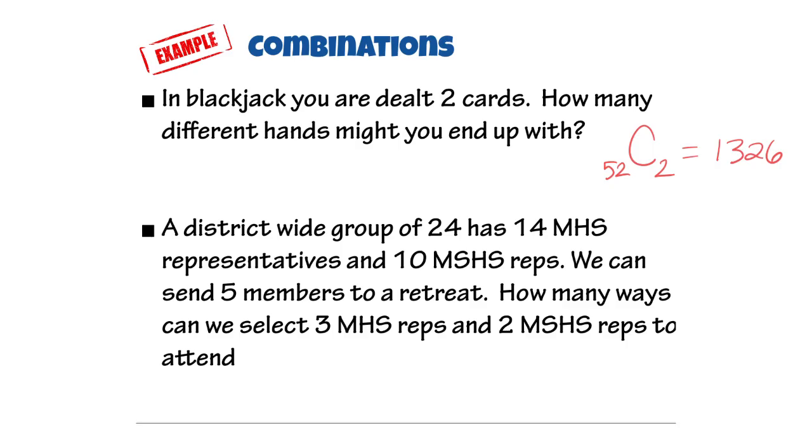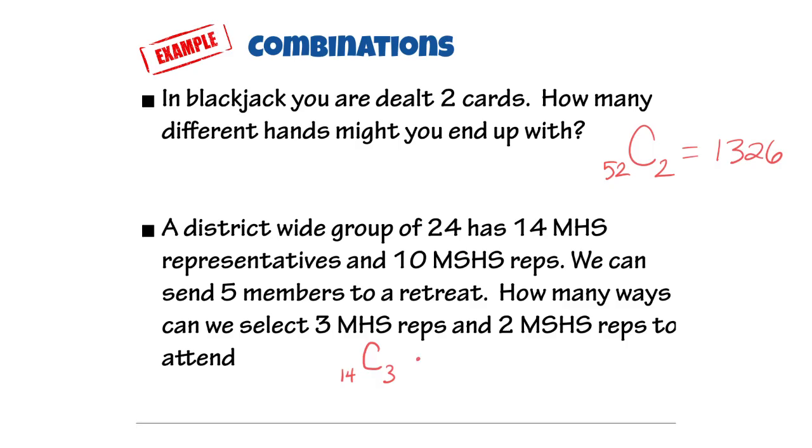All right, now this time I have 2 scenarios. I have to look at the Mays High. How many different ways can I choose 3 of them? And then I have to look at Mays South. How many ways can I choose 2 of them? So it's a double combination situation here. So I'm going to start with Mays High. And I have 14 students in that group, and I want to choose 3 of them.